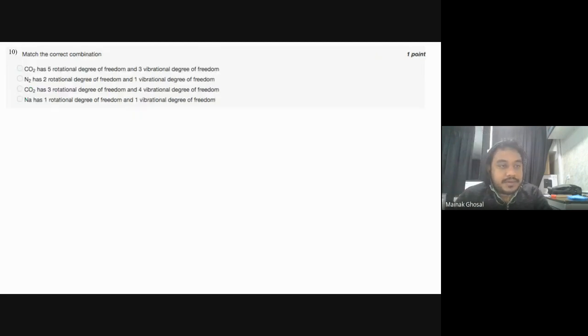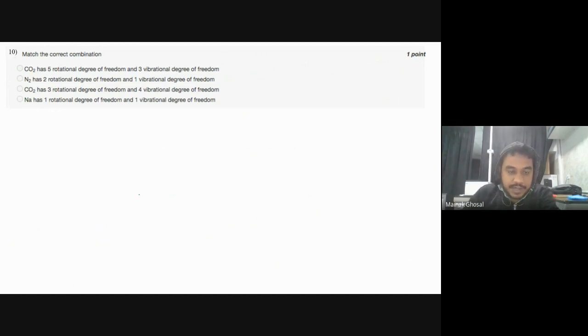Okay. So I'm moving to the next question, to match the correct combination. CO2 has 5 rotational degrees of freedom and 3 vibrational degrees of freedom. N2 has 2 rotational degrees of freedom, 1 vibrational degree of freedom. CO2 has 3 rotational degrees of freedom, 4 vibrational degrees of freedom. And Na has 1 rotational degree of freedom, 1 vibrational degree of freedom. Now I'm going to calculate each of them.